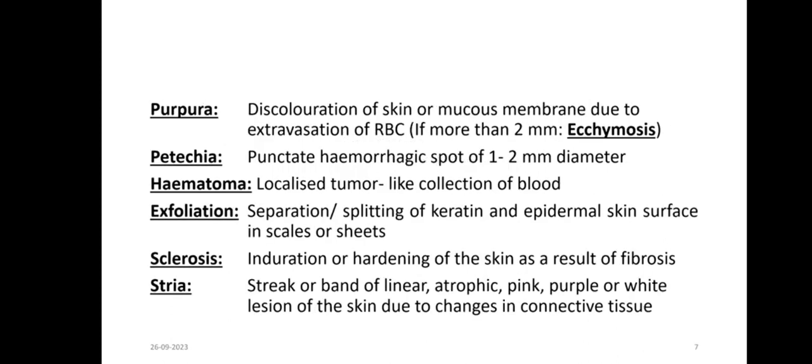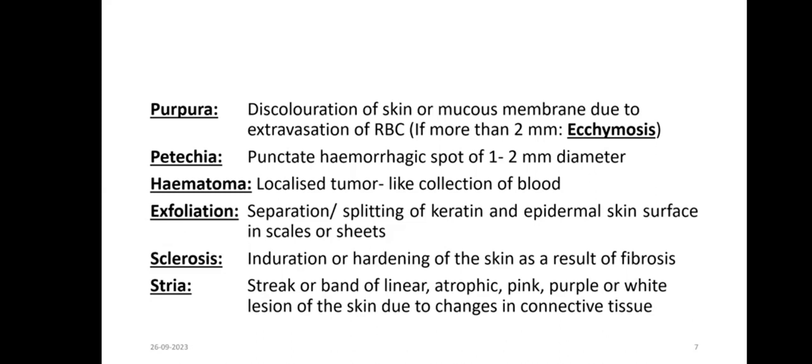Now, a few things regarding blood or vascular pathologies, where purpura or ecchymosis, where the skin may be discolored because of the extravasation of blood or extravasation of RBC. Now, petechia is a punctate hemorrhagic spot, which is 1 to 2 millimeters in diameter. Hematoma is a bigger area of leakage from a vascular lesion, which is localized, which may have a tumor due to the collection of blood.